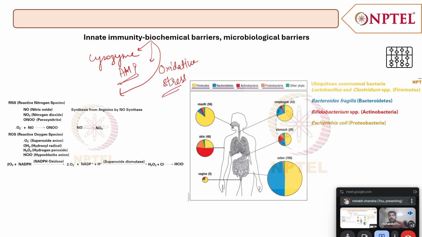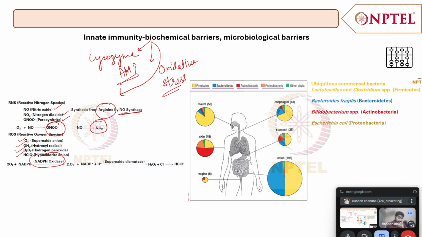So we have the reactive nitrogen species: nitric oxide, nitrogen dioxide, and peroxynitrite. So these are synthesized from arginine by NO synthase. Okay, so we have peroxynitrite, and this is nitrogen dioxide. And then we have the reactive oxygen species: superoxide ion, hydroxyl radical, hydrogen peroxide, and hypochlorite ion. So these are produced by the NADPH oxidase that was seen in the last class.